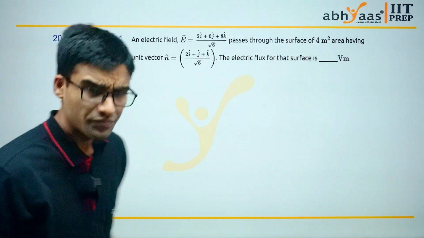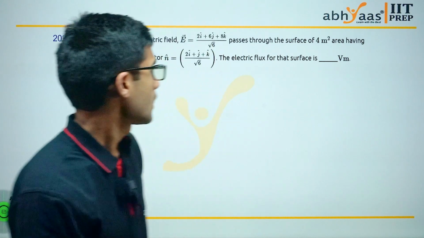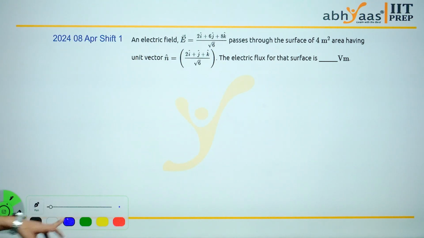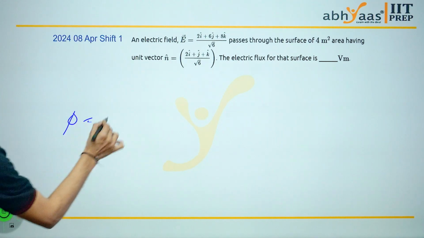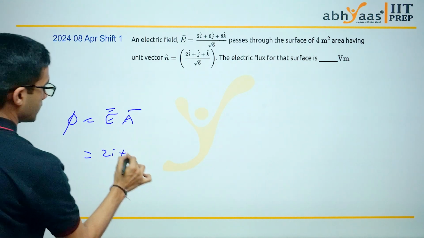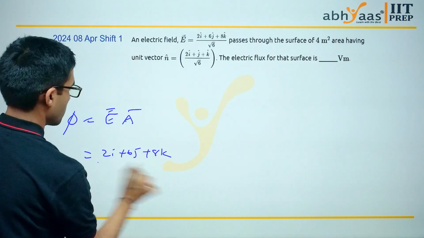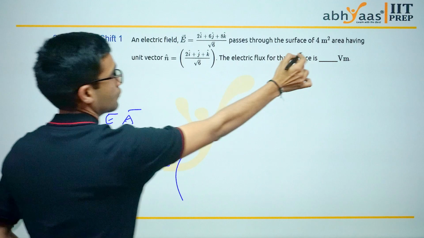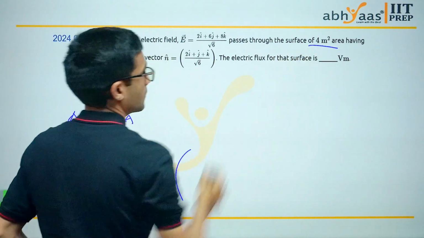Next one, you are trying to calculate the electric flux. Electric flux phi, from the Gauss law, is E bar dot A bar. E is (2i + 6j + 8k) by root 6, into which the A bar is multiplied. This A bar is the value.